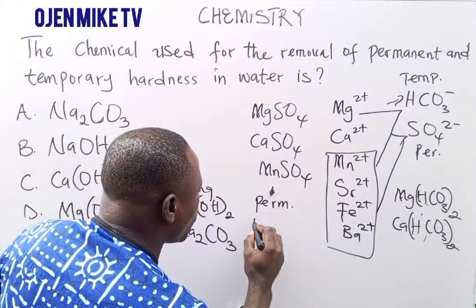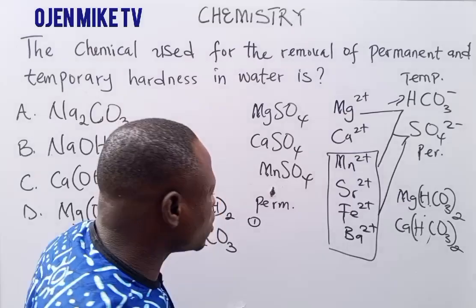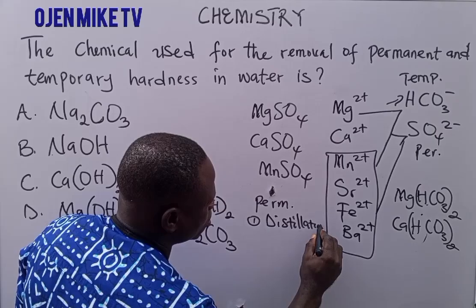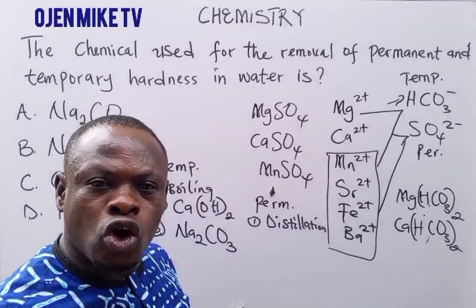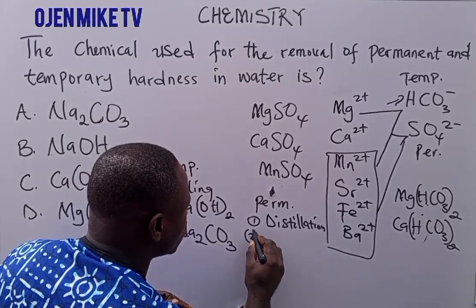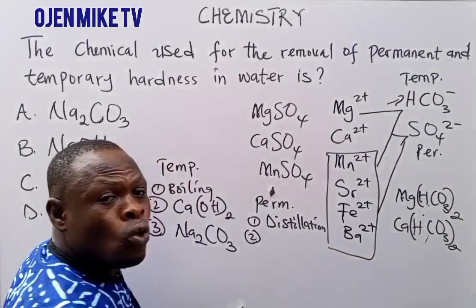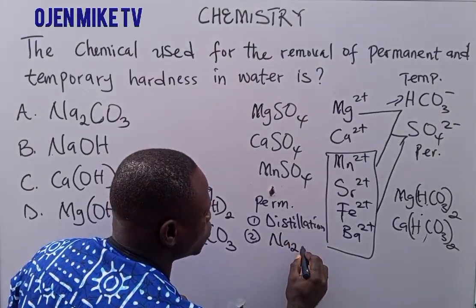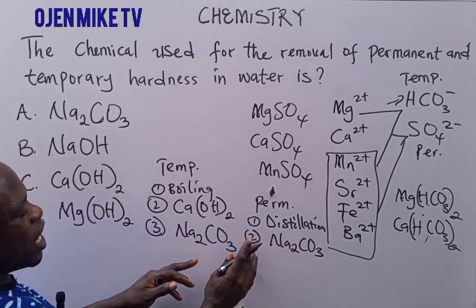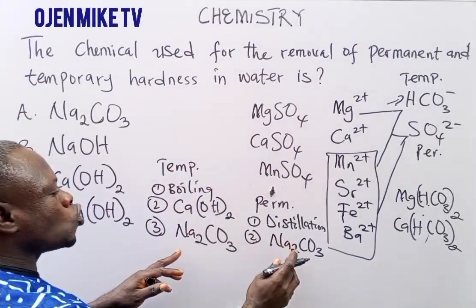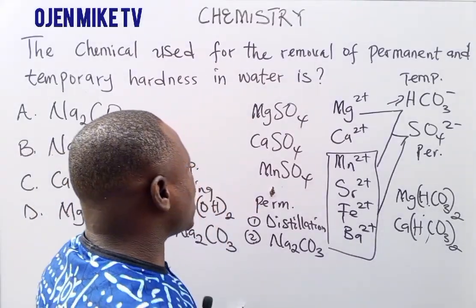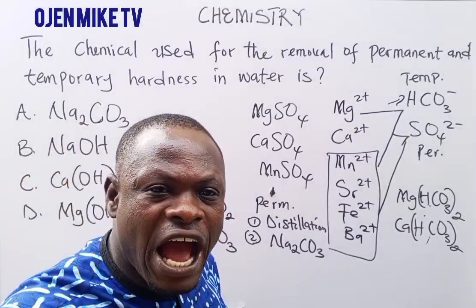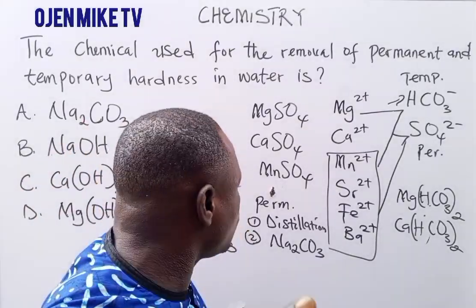Now, for permanent hardness of water, number one, distillation. You use distillation to remove it. Number two, you use washing soda. Washing soda is Na2CO3. So washing soda is a type of chemical you can use to remove both permanent and temporary hardness of water.